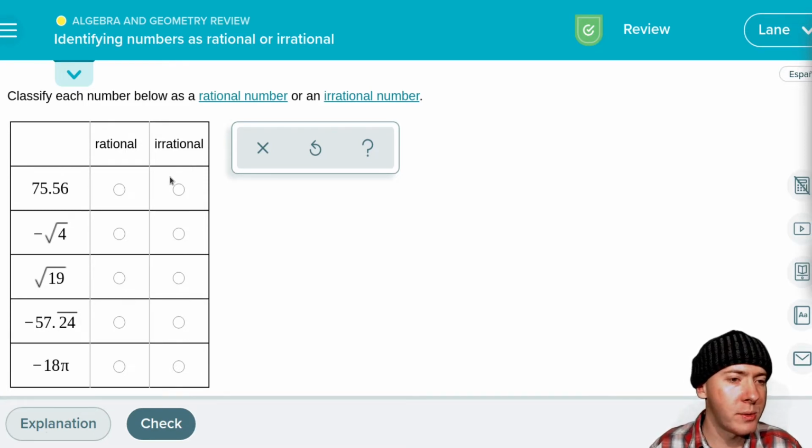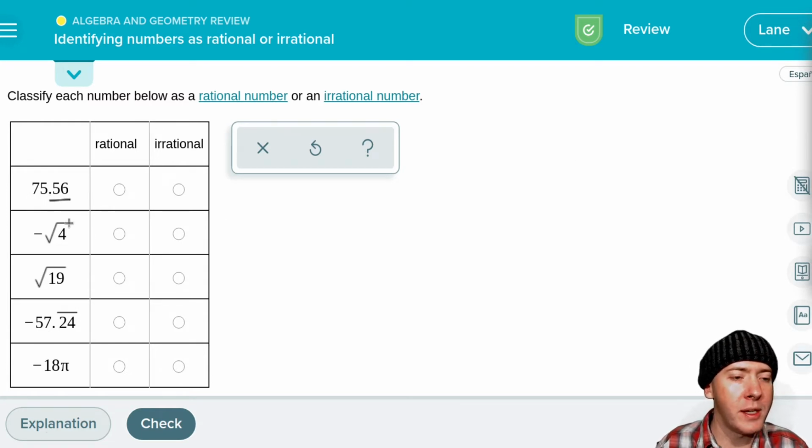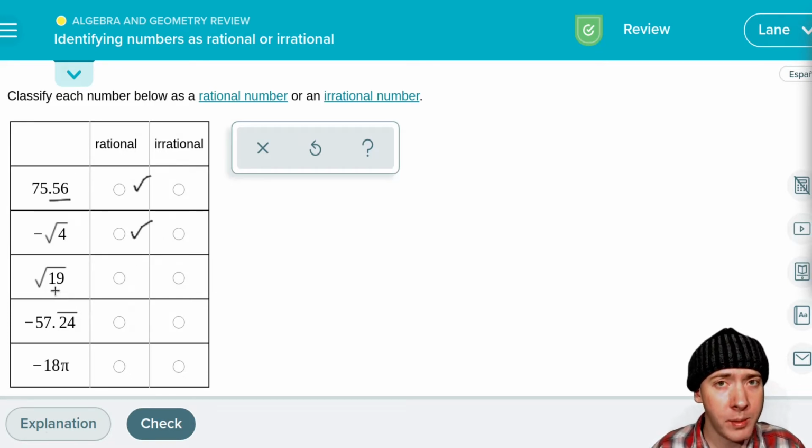So for this first one, this first number is rational because it has a terminating decimal. Okay, so this one's rational. This next number is rational because it involves the square root of a perfect square. 4 is a perfect square, and so this is a rational number. In this next one, we have the square root of a number that is not a perfect square. So this is irrational.